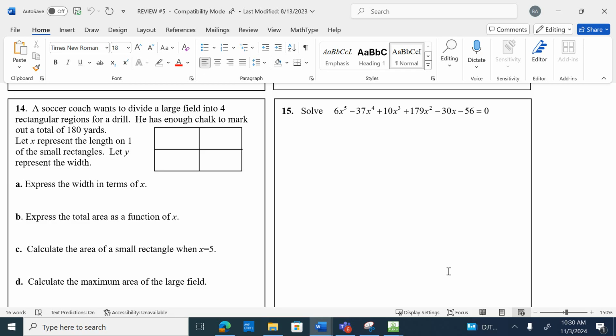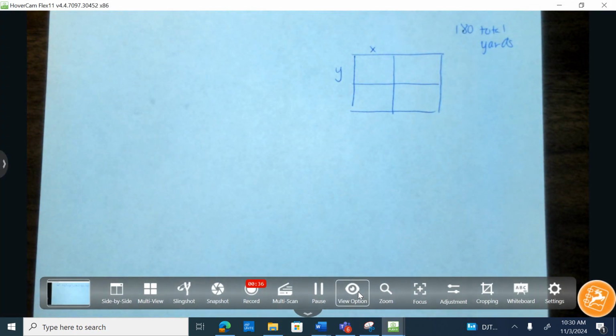Let X represent the length of one of the smaller rectangles and let Y represent the width of one of the smaller rectangles. We want to express the width in terms of X. So the width is Y. We want to set Y equal to something in terms of X. So I came over here, and this is what I've drawn in order to model.